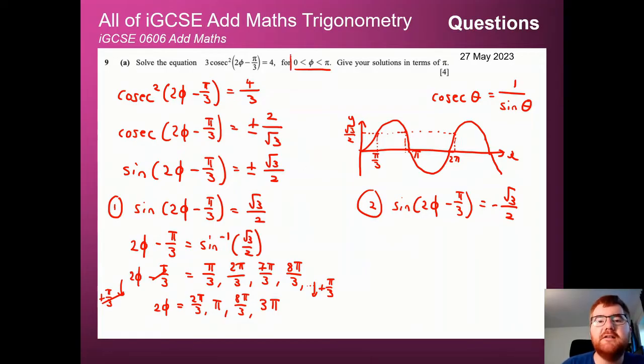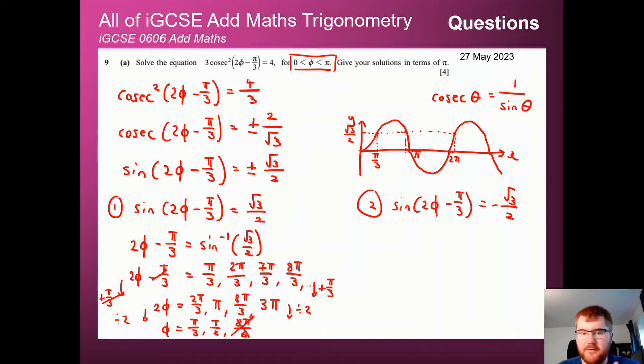Now what we're looking for here is making sure our answer lies within this domain. So if we divide by 2 on both sides, we get phi is equal to 2 pi over 6, which is pi over 3. So that fits, that's fine. This becomes pi over 2, that also fits. And then we get 8 pi over 6, which doesn't fit because it's beyond the range. So we can stop there. So pi over 3 and pi over 2 are answers for this one.